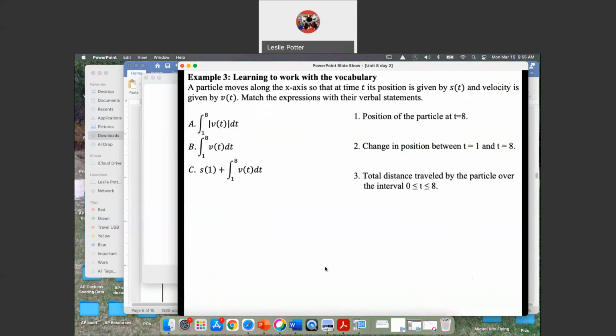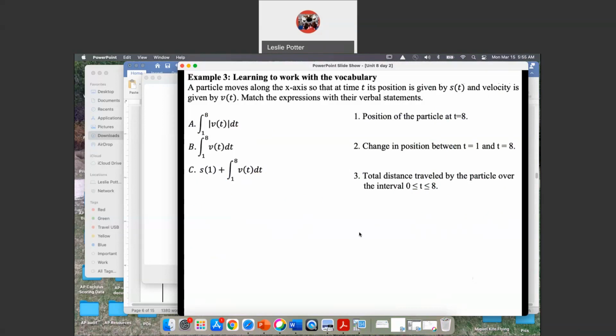Okay, so let's just do a quick matching here now that we've gone through a lot of vocabulary. A particle moves along the x-axis, so that at time t, its position is given by s of t. So we're making a little variable change here. They often use s instead of x. And velocity is given by v of t. Match expressions with their verbal statements. So go ahead and pause the video and try this matching activity.